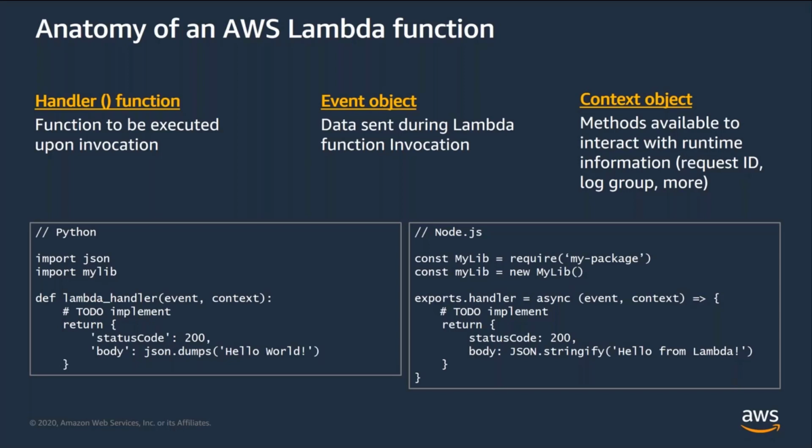You'll notice above the handler that these are the function's dependencies, configuration options, helper functions, and so on. And here is where functions might initialize database connections, for example. All of this is static initialization or init code.